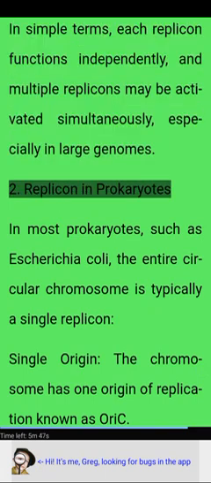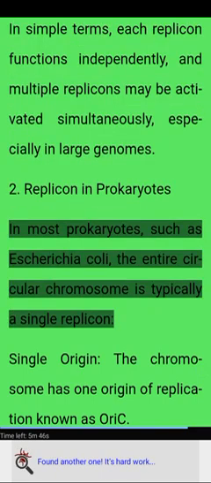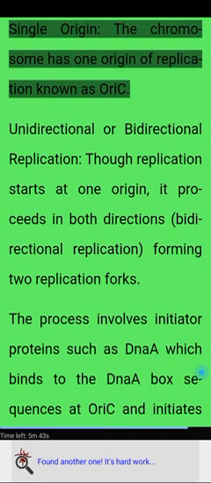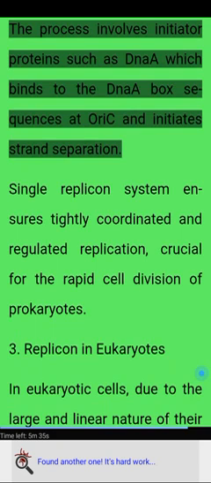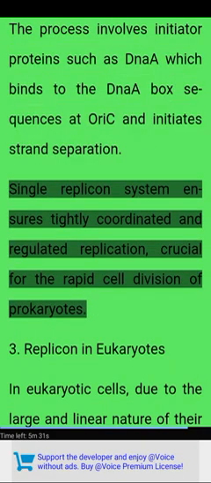2. Replicon in prokaryotes. In most prokaryotes, such as Escherichia coli, the entire circular chromosome is typically a single replicon. Single origin. The chromosome has one origin of replication known as oriC. Unidirectional or bidirectional replication. Though replication starts at one origin, it proceeds in both directions, bidirectional replication, forming two replication forks. The process involves initiator proteins such as DnaA, which binds to the DnaA box sequences at oriC and initiates strand separation. A single replicon system ensures tightly coordinated and regulated replication, crucial for the rapid cell division of prokaryotes.